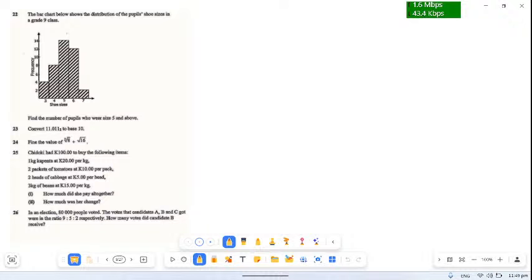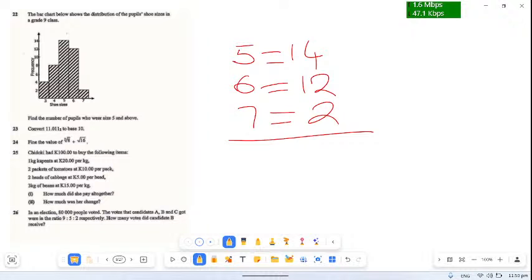Then the question is, find the number of pupils who wear size 5 and above. So how many wear size 5? We are told size 5 they are 14. Children who wear size 6 they are 12. Children who wear size 7 they are 2. Now we just find the total. 4 plus 2 is 6, plus 2 is 8, then that is 28. So there are 28 children.